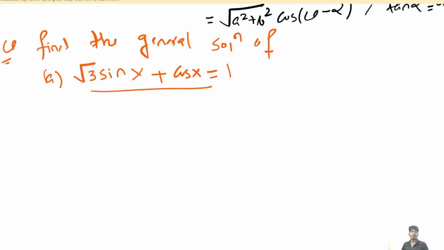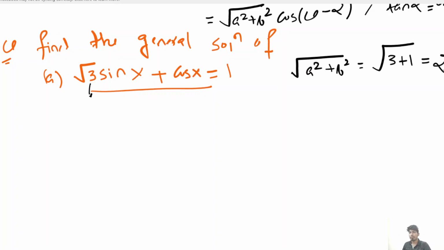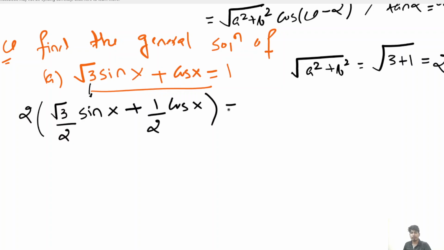Then either you change it to cos only or sin only. Multiply and divide by under the root of a square plus b square. Here a is root 3 and b is 1. Under the root of 3 plus 1 is under the root of 4, that is 2. Then multiply by 2 and divide by 2. Then we have root 3 by 2 sin x plus 1 by 2 cos x, equal to 1.